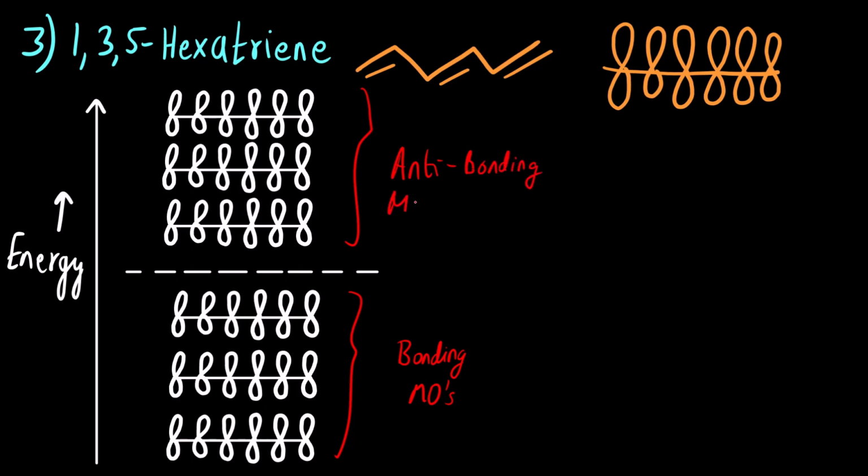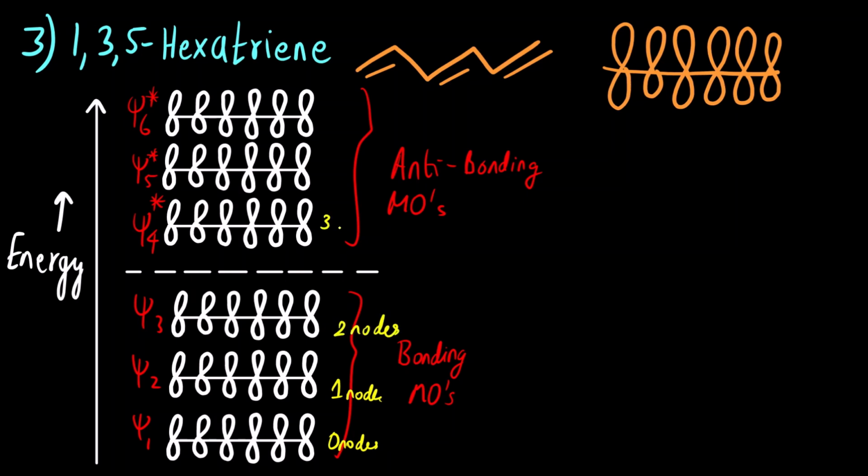Okay, so you draw the energy axis, you draw all these orbitals, and now we have to label them. Okay, this is psi 1, psi 2, psi 3. Now anti-bonding: psi 4 star, psi 5 star and psi 6 star. Okay, now you label the nodes. 0 nodes, 1 node, 2 nodes, 3 nodes, 4 and 5 nodes.